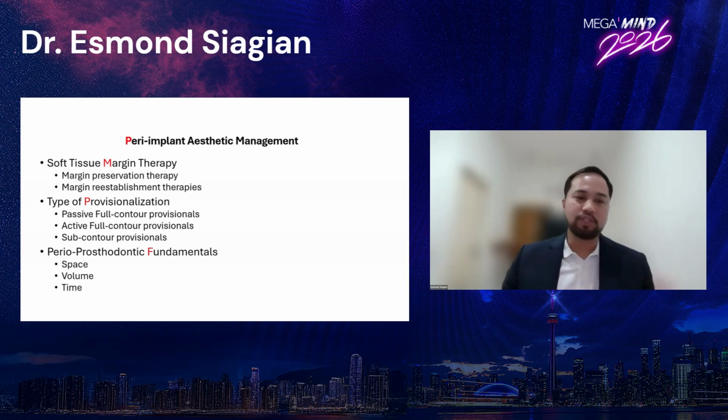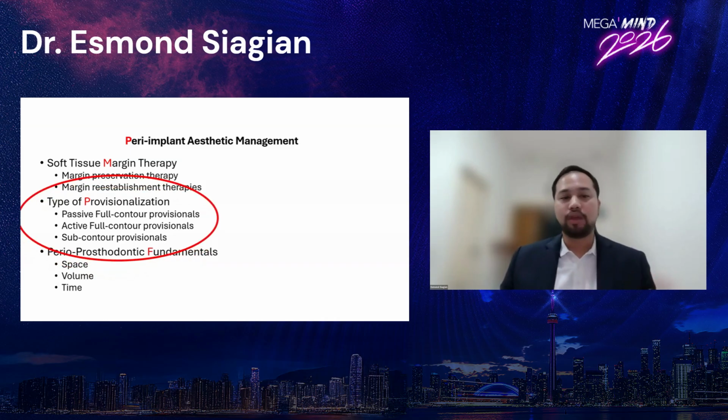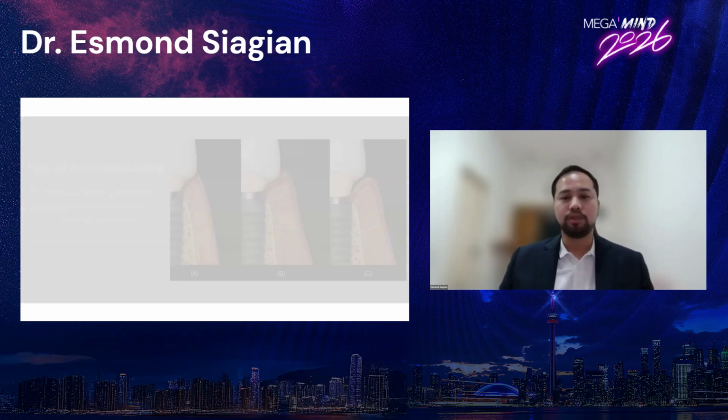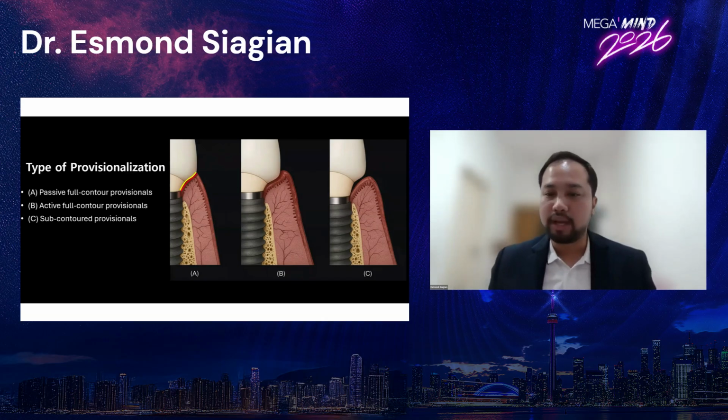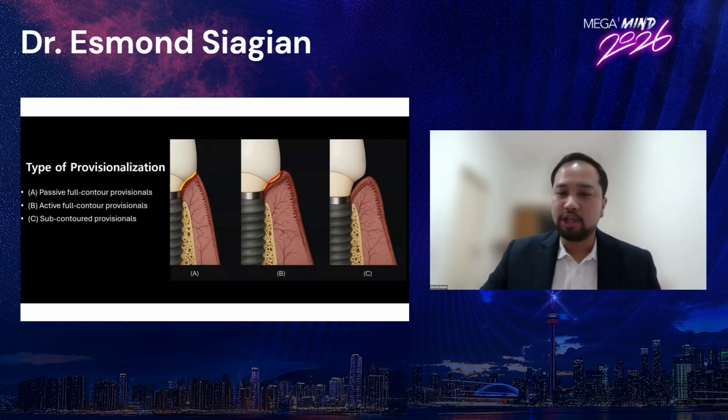And we can continue to the provisionalization, which consists of three categories: passive, active, and subcontour. The difference between them is their relationship in their emergence profile with the underlying tissue, which may promote apical, coronal, or no displacement at all.